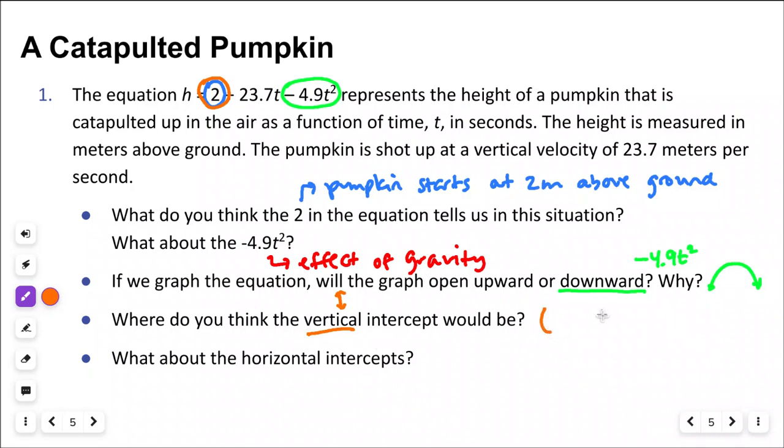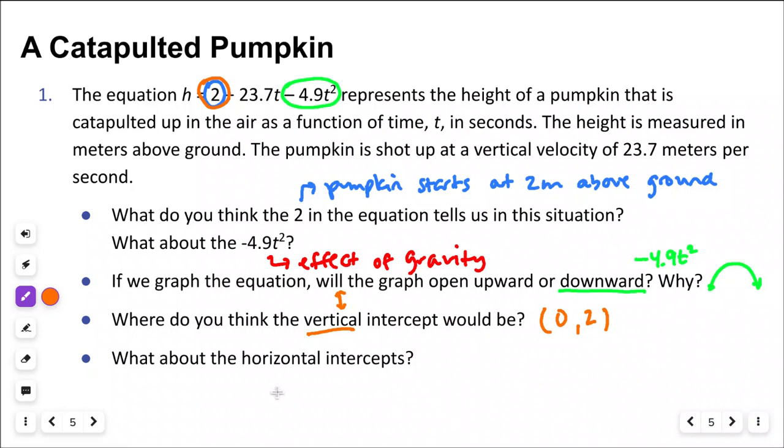I'm going to go ahead and write it as a point. 2 is the y-intercept, so 2 would be my y value, and then we've got 0 here. This literally is saying at 0 seconds, at the starting point, the height is 2. The height is 2 meters.